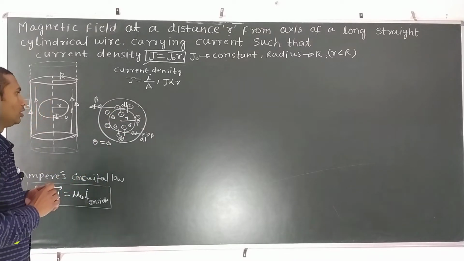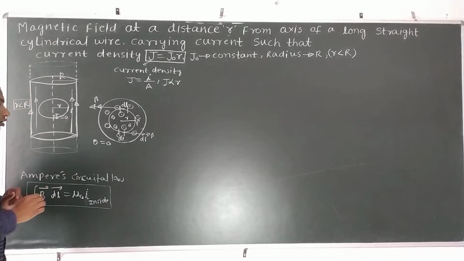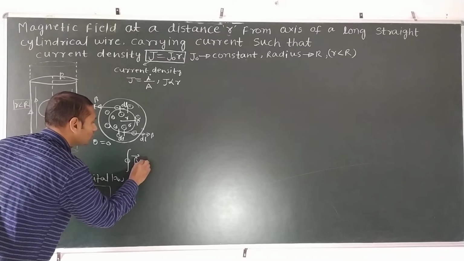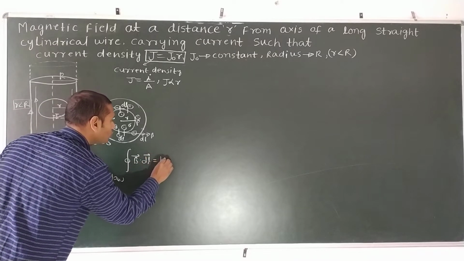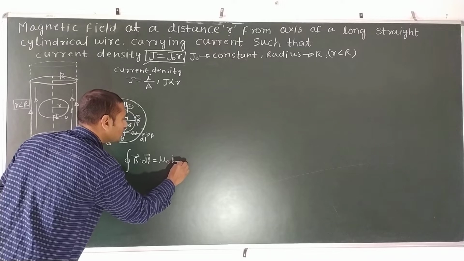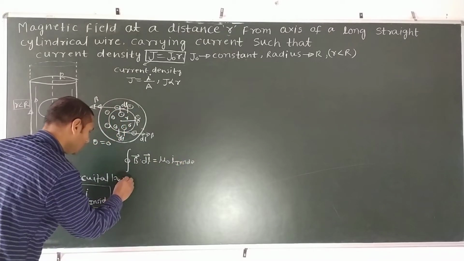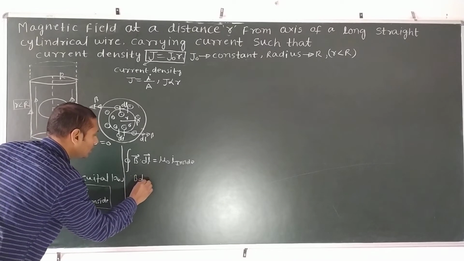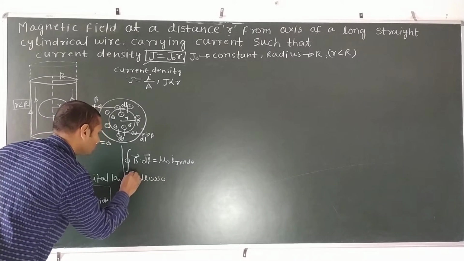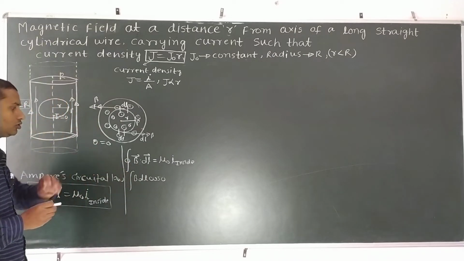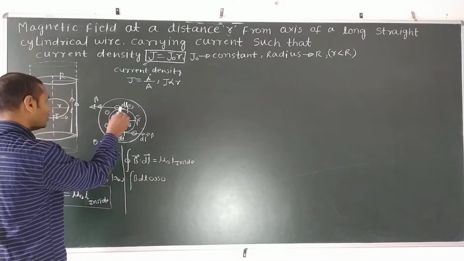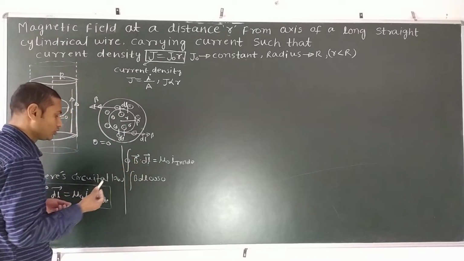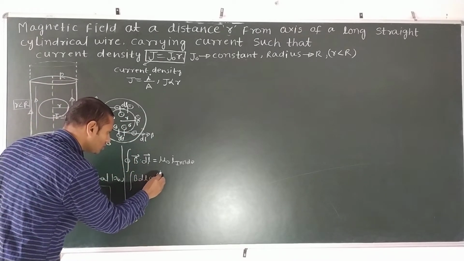As we apply Ampere's circuital law here, the integral of B dot dl is equal to mu naught times the current present inside. Here it is B dl cos 0, because theta is 0. The angle between B and dl is 0, since they are in the same direction, so we put 0. Cos 0 becomes how much?